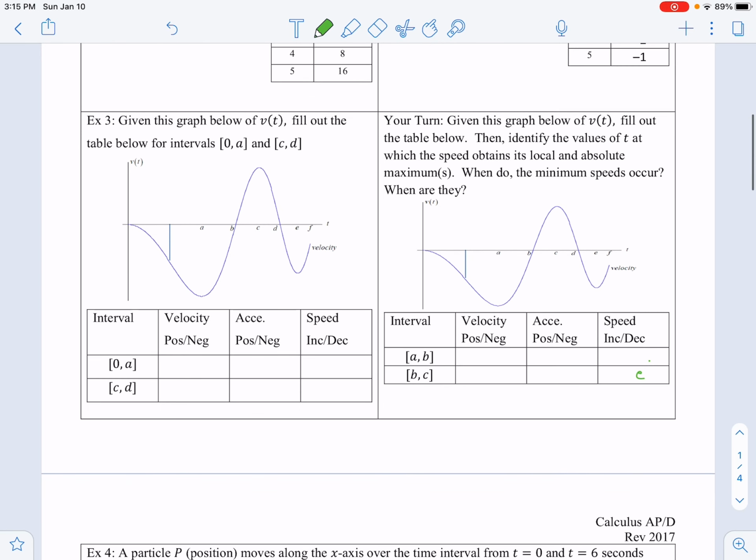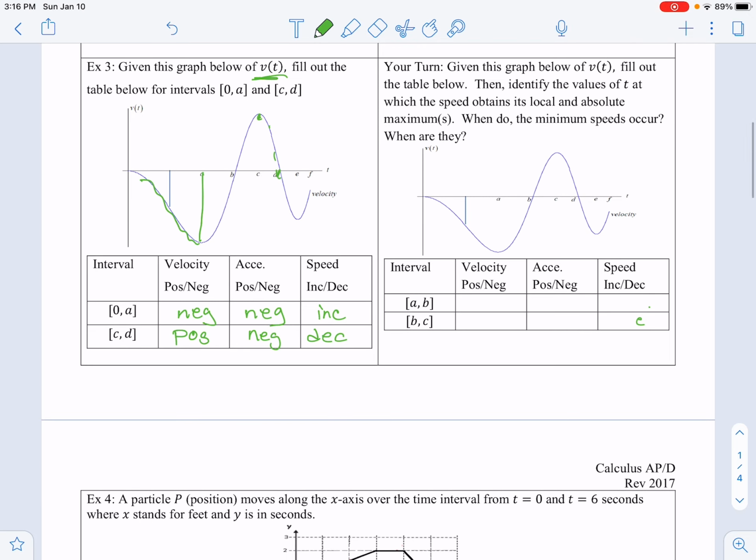Okay? All right. Here they gave us, make sure you check it, the velocity graph. They want between 0 and A. Velocity is negative because it's below the x-axis. The acceleration is negative because of the slope. Since they're the same, it means that the speed is increasing. From C to D, I have positive velocity. It's above the x-axis. My slope is negative, so it's decreasing.